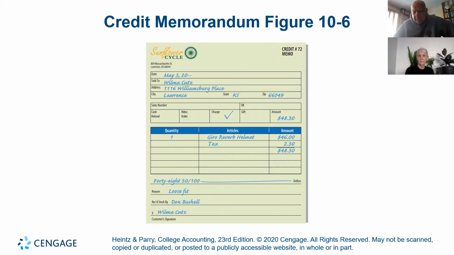You can get the credit in cash, obviously. But what else can you do with it besides getting it in cash? You have any thoughts on that, Lori? Store credit. Exactly. You just tell them I don't want the money, take $48 off my next purchase. Absolutely right.